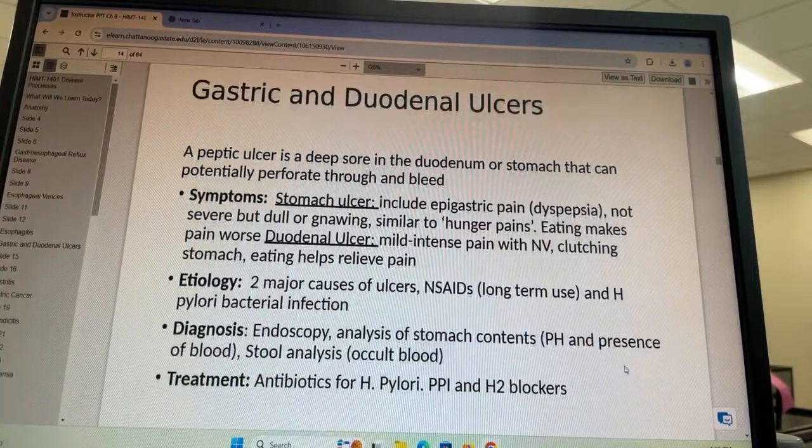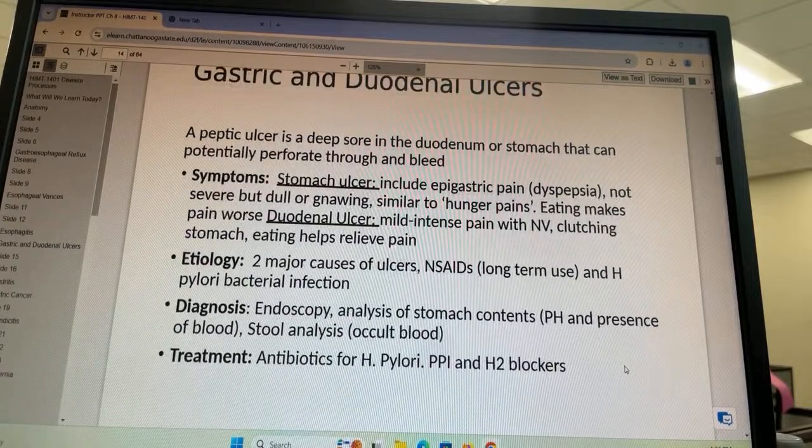Okay, next we have gastric and duodenal ulcers. So when you see the word gastric, it's just referring to the stomach. So these are stomach ulcers or ulcers in the duodenum. An ulcer is a wound or a lesion or an area that's kind of been eroded through the tissue, a deep sore, so to speak. These can be very superficial or they can be very deep, even going all the way through, perforating the entire organ, which would cause even more complications.